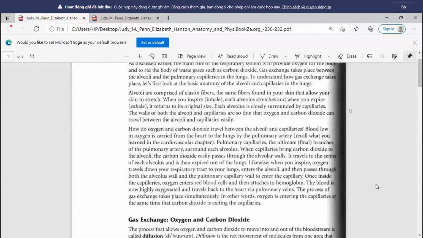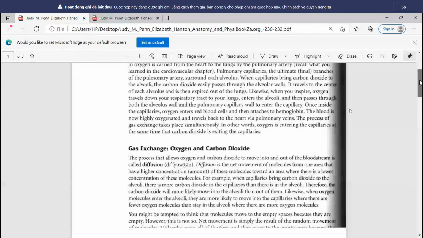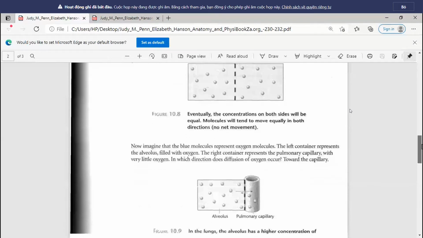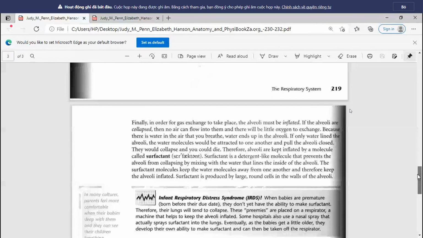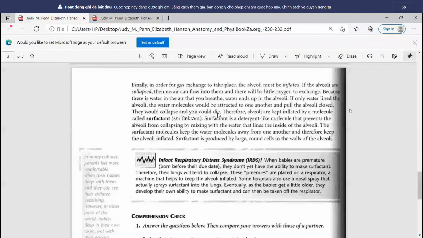Okay, so next question. Why do alveoli need to be inflated? So take a look at this one. The keywords are alveoli and inflated. Okay, so I give you 1 minute to find the answer for that question. Why do alveoli need to be inflated?